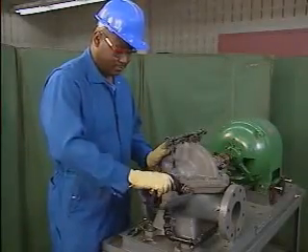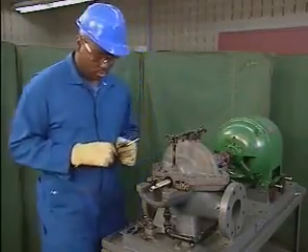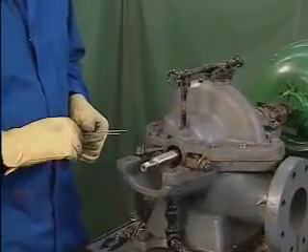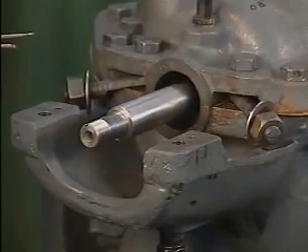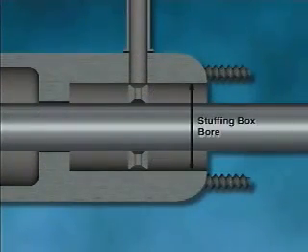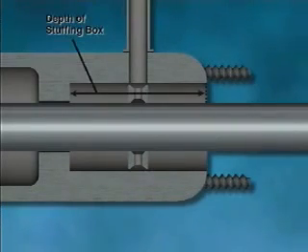Once the shaft and stuffing box are clean, the mechanic's next step is to determine the size of the packing required for this pump and the number of packing rings that should be installed in the stuffing box. To do this, he'll need several measurements. Three of these measurements are the inside diameter or bore of the stuffing box, the diameter of the shaft, and the depth of the stuffing box, top to bottom.